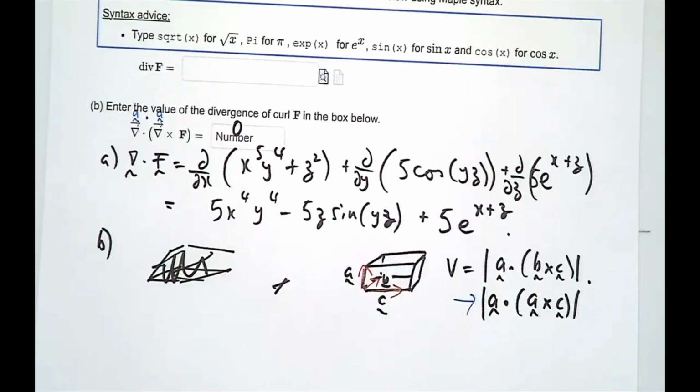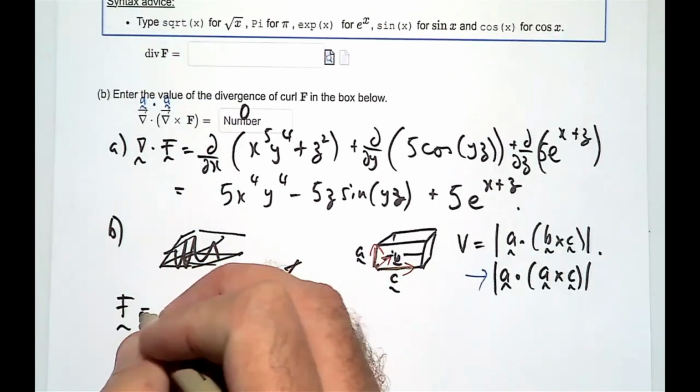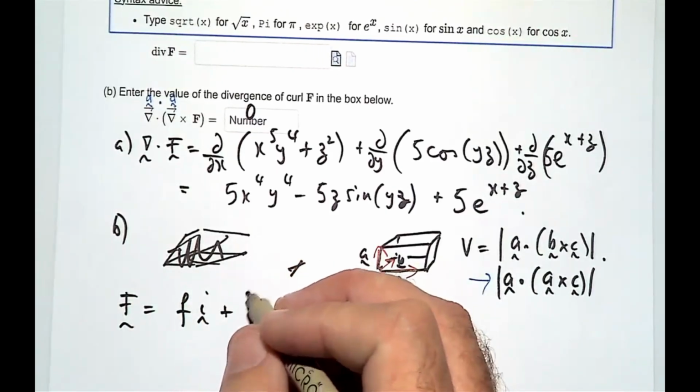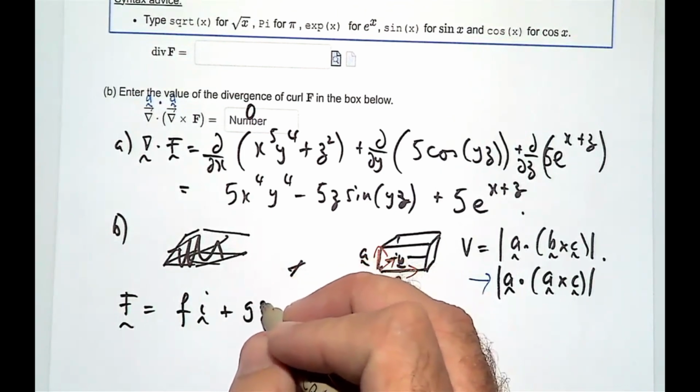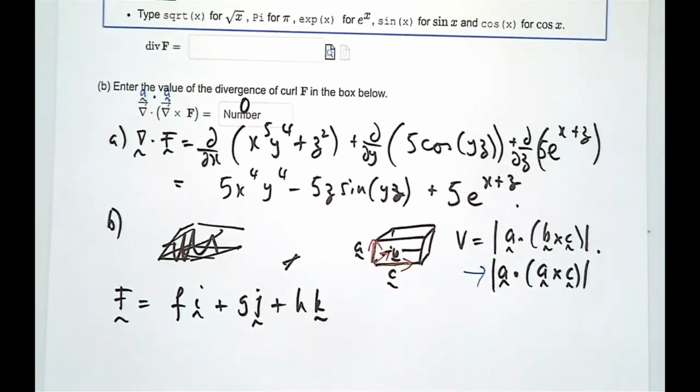Okay. Another way to justify it. Let's just do it generally, right? So let's say F is this. Yep. Okay, so little f, little g, and little h are functions of x, y, and z. Let's just compute the divergence of the curl of that, okay, and see what happens. Okay, so you can do it like this.